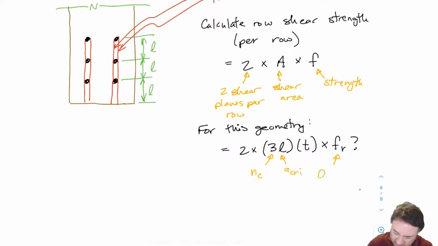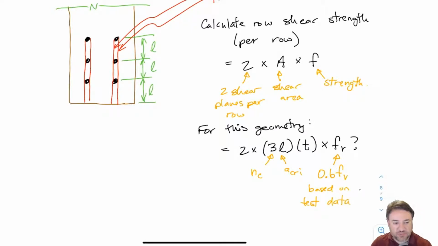And here, it has been found that a good estimate of the strength here is going to be 0.6 times FV, which is based on test data. So we're going to find our shear strength, FV, which is the same strength that we used for longitudinal shear before, but based on test data, it's only 60% as strong when we're looking at the level of a connection, rather than at the level of a full member.